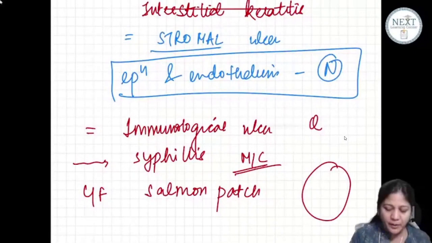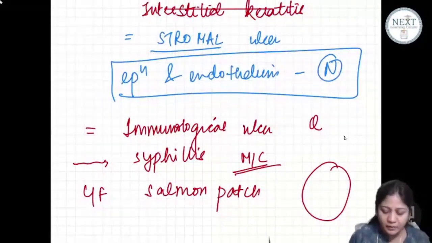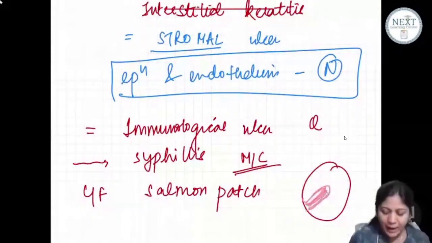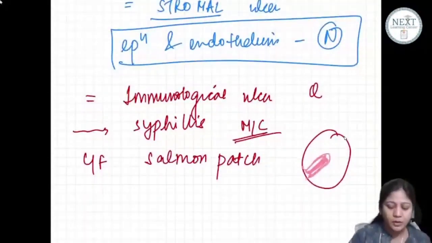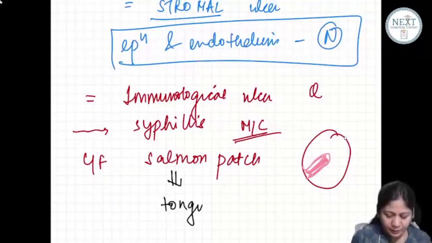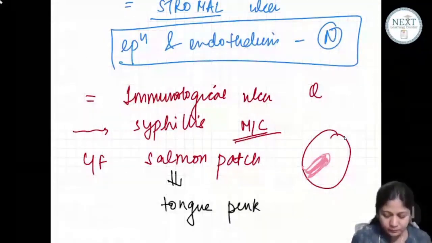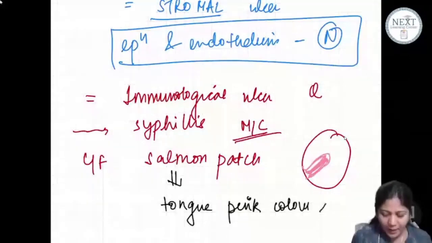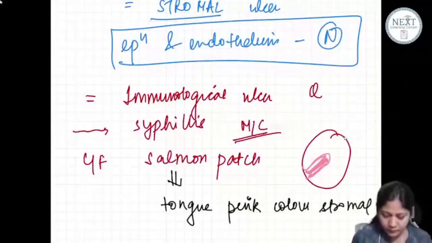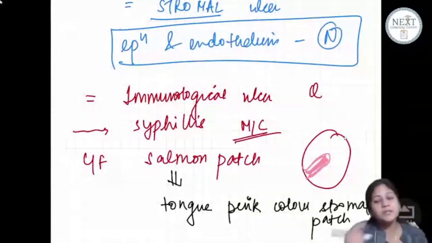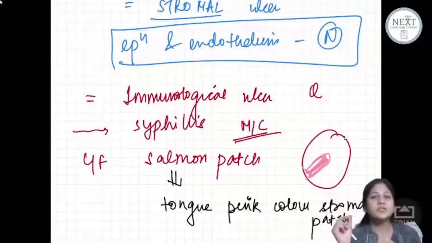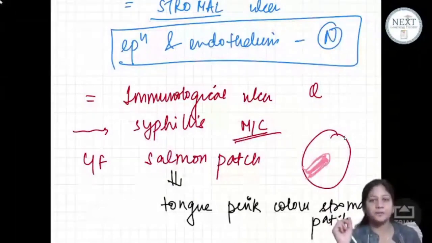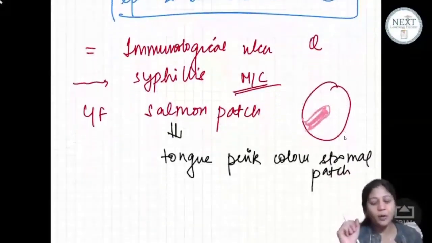What is this salmon patch, guys? It is a pink colored, tongue shaped patch inside the stroma of the cornea. Salmon patch: a tongue shaped, pink colored stromal patch. Because the problem is only in the stroma, you will have a tongue shaped salmon patch in the stroma. Okay, please remember, important question.